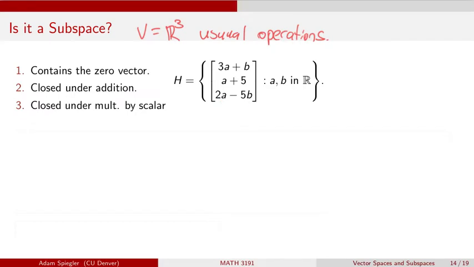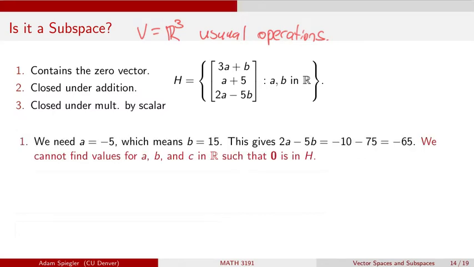So we want to check to see whether we have the zero vector in here, whether this is closed under vector addition and closed under scalar multiplication. So let's check the first condition, is the zero vector in here?